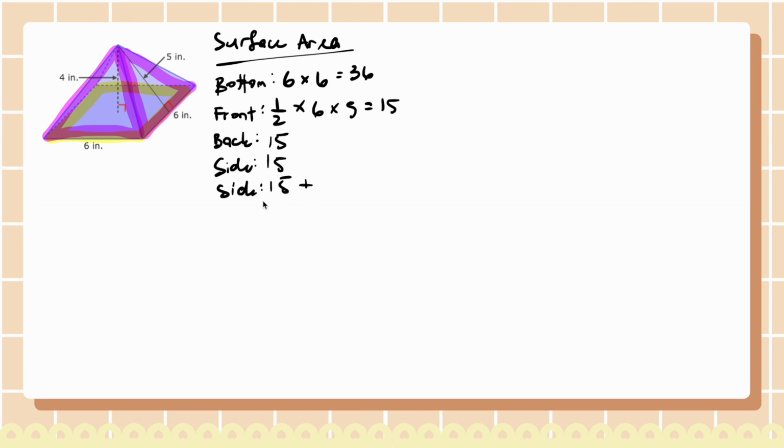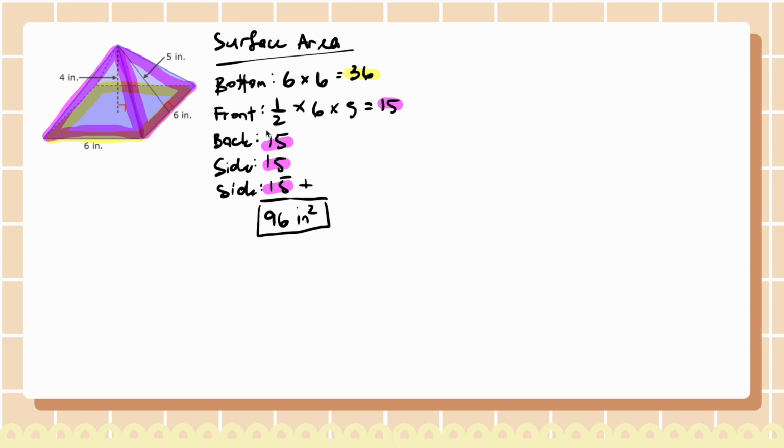All right, now let's add up all 5 sides of our pyramid. So we're going to add 36 plus 15 plus 15 plus 15 plus another 15. All of this gets me a total of 96, and my units are going to be inches squared. And that's the surface area.